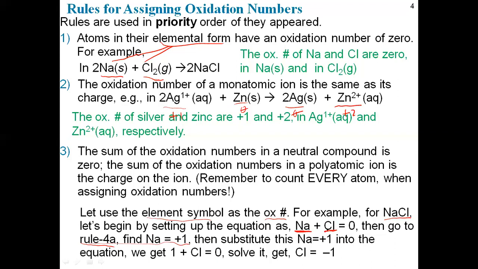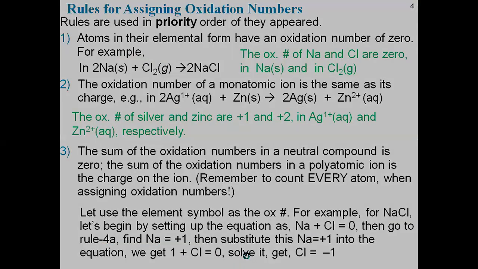We will come back to this rule. We substitute this Na by the +1 to get this equation. Then we solve for Cl. So therefore, Cl becomes -1.